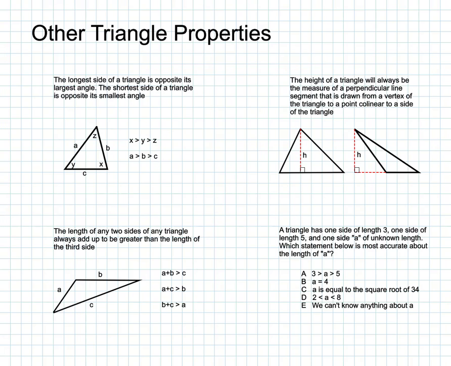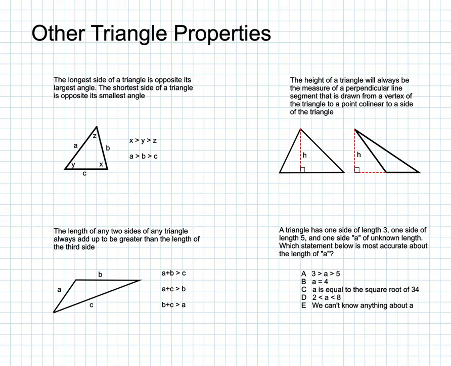Next, the height of a triangle will always be the measure of a perpendicular line segment that is drawn from a vertex of the triangle to a point collinear to a side of the triangle. The reason it's phrased that way is because in the case of obtuse triangles, you won't have the line for the height actually hitting a point on the base. It'll be somewhere outside of the base.